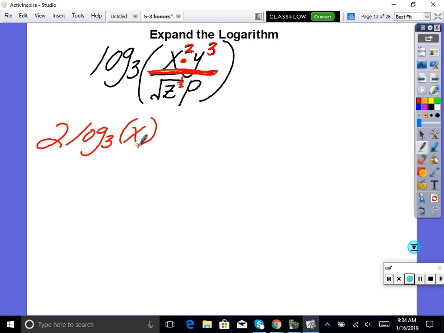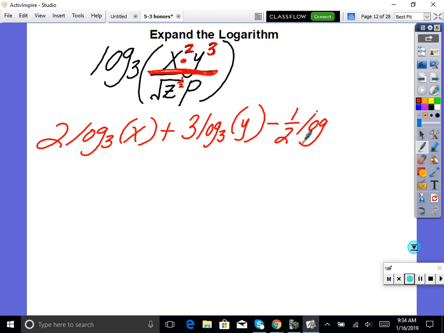When you multiply, you add. So we have plus. Now we have a 3 in front from this exponent: 3 log to the base 3 of y. Now isn't it a divide sign? Subtraction. And then we have a 1/2 in front, log to the base 3 of z.